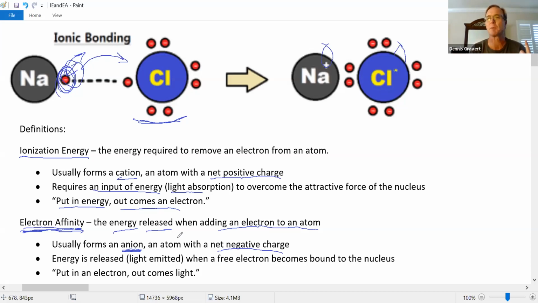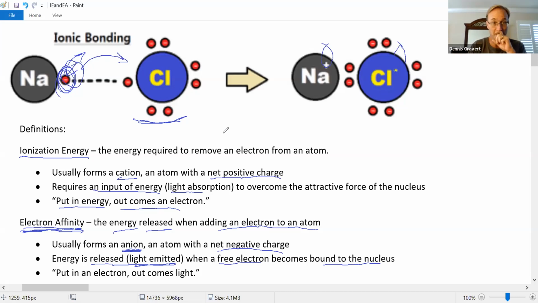Okay, and this is the one that I remember grappling with as a student. I didn't quite get it. I'll see if I can explain it to you now because I finally got it. When you give an atom an electron, energy comes out. Light is actually emitted, and so energy in the form of light actually comes out when you give it that free electron and it becomes bound to the nucleus.